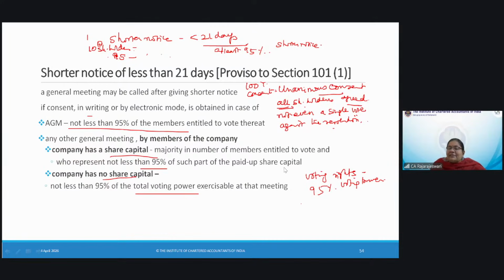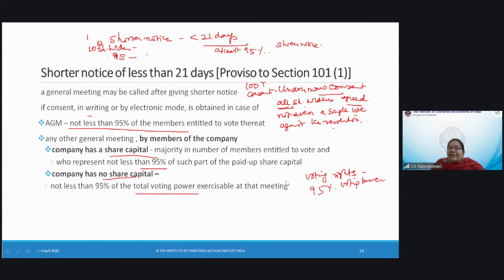If 96% then allotted an AGM after such notice, right? Meaning the minimum is 95. If there are 100 shareholders, 95 have to give consent. If 96 give consent, very well. If all 100 shareholders give consent, no problem. The rule specifies that at least 95% consent has to be obtained for giving a shorter notice. Then it could be questioned.